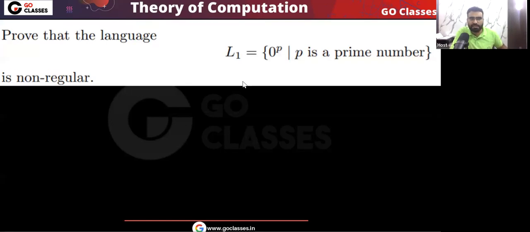Like you can easily see, 0 power p, where p is a prime number. Let's prove that this is non-regular. You can easily prove it. First of all, you need to understand the language here. What are the strings of the language?